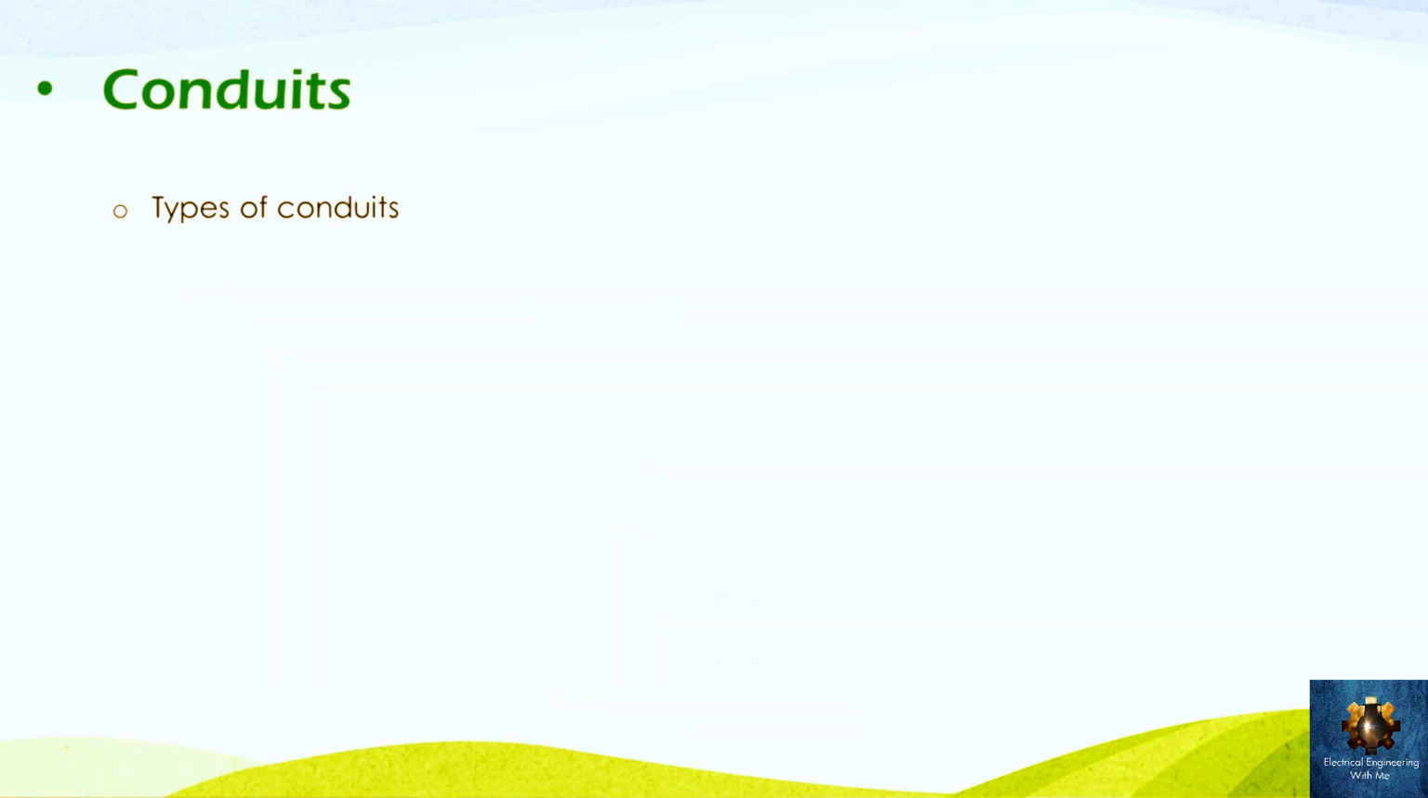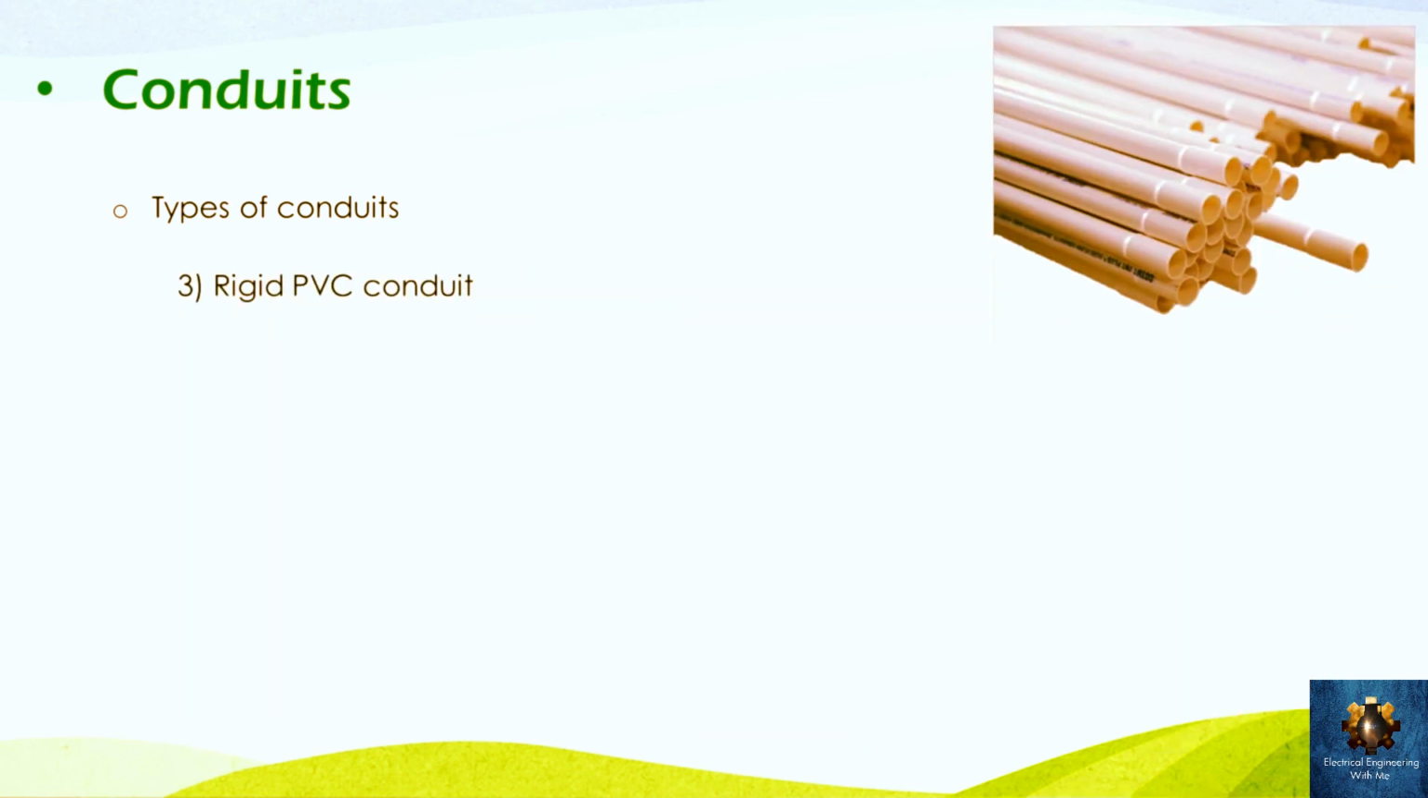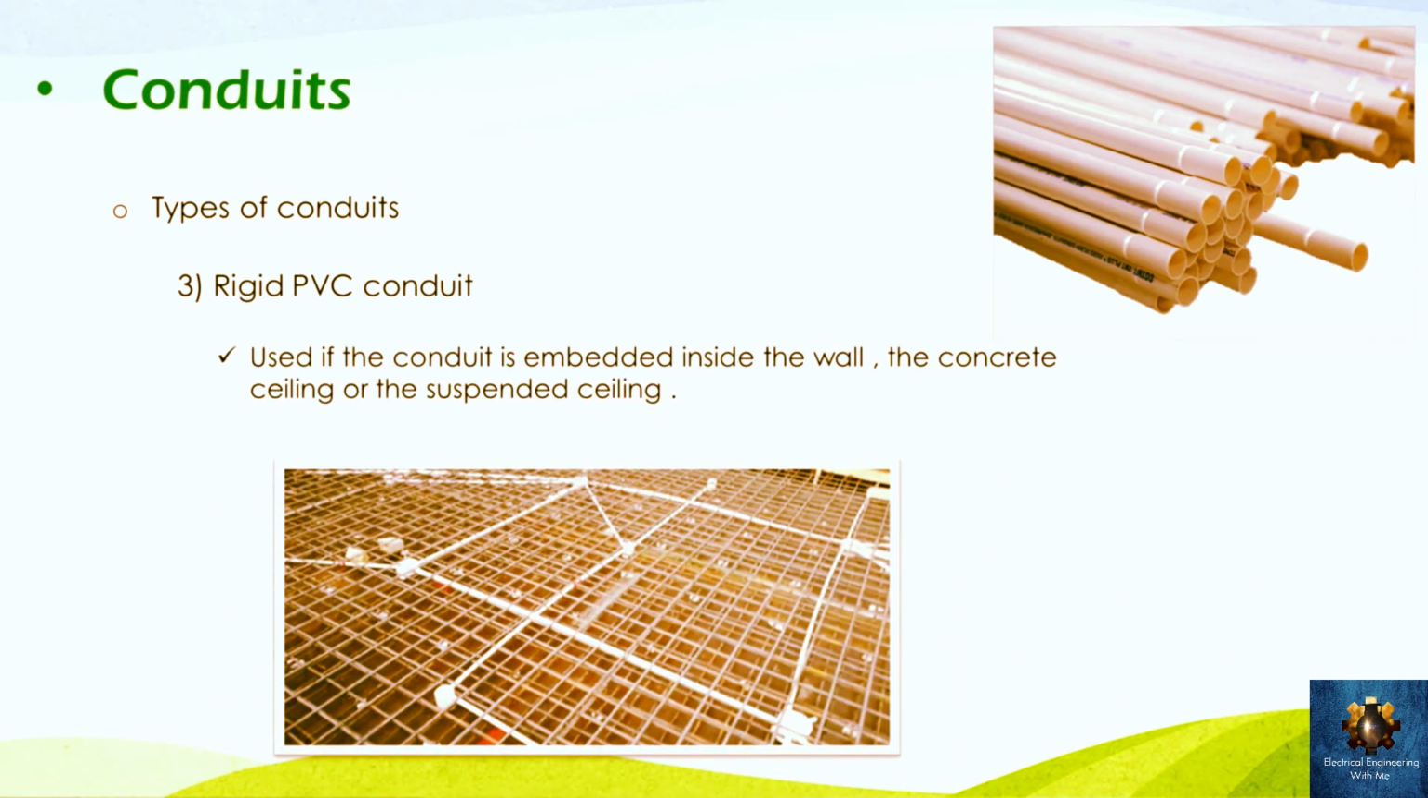Now the third type of conduits we have is the rigid PVC conduit, and this type is made of the rigid plastic or the rigid polyvinyl chloride. So it's made of plastic, but it's a rigid plastic or a non-flexible one.